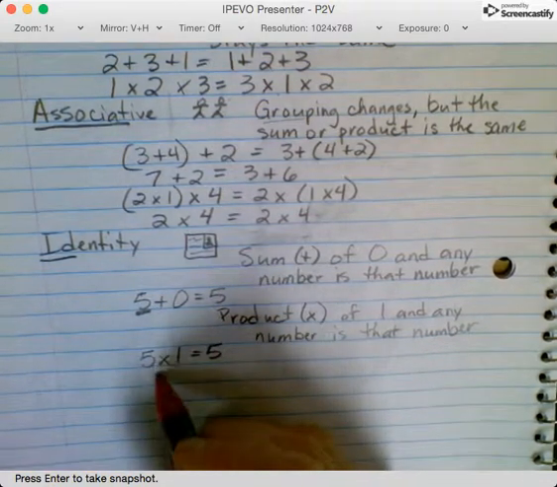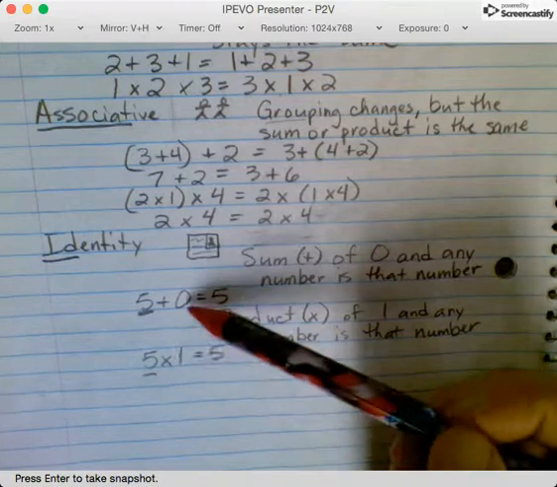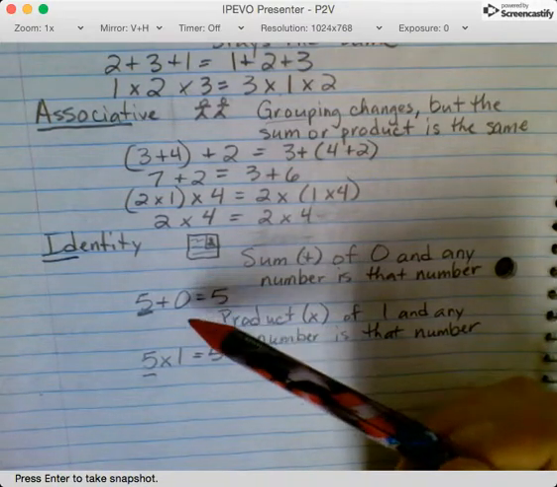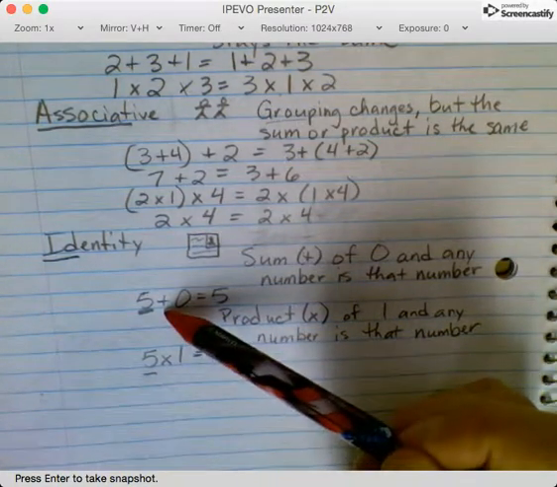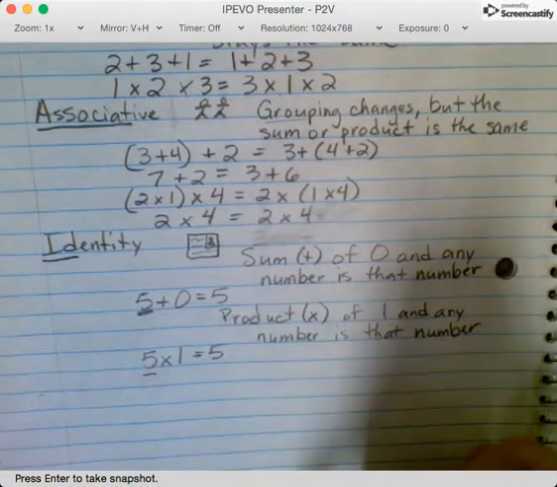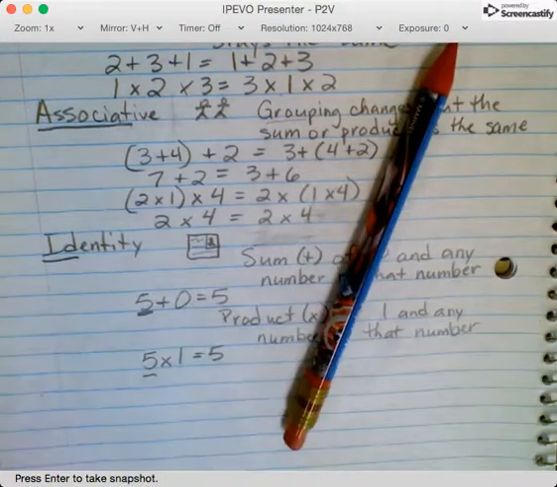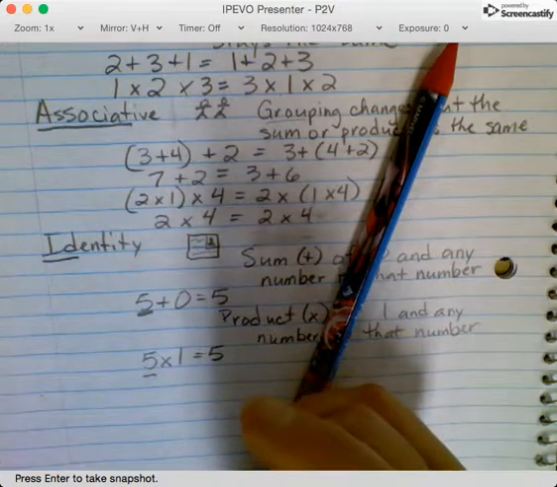It's retaining its ID. So this one is only different by the number that they add or they multiply. So if you add 0, you're going to get the same number. If you multiply by 1, then it retains its ID. It gets the same number. So those are the 3 that we go over in class aside from the distributive property.